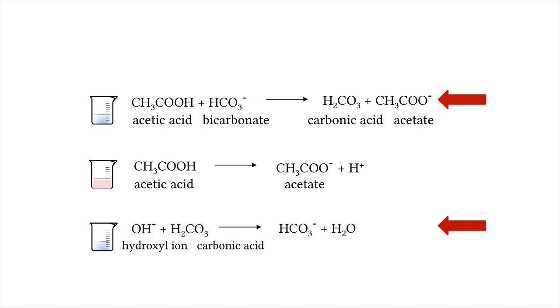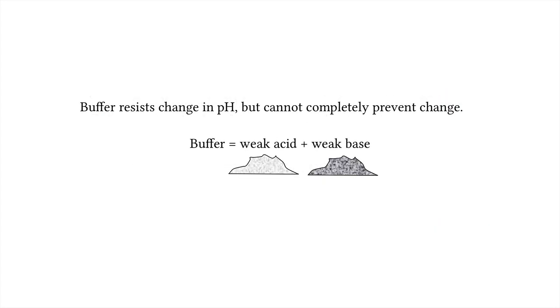It's because once, say, an acid is added to the buffer, the weak base within it is used up as it neutralizes that acid. So the concentration of weak base decreases, and that lowers the pH of the solution because there's now more weak acid in that buffer solution than the weak base. It doesn't change it much, but it does change it. We can say then that the buffer resists change in pH, but it cannot completely prevent change.